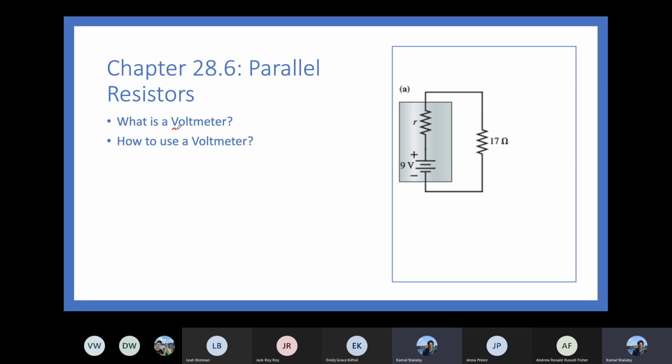If you just split it into two parts, volt and meter. Yes, indeed, measure volts. So yeah, a voltmeter measures volts. Voltage. Yes, indeed. Okay, well then how do you use a voltmeter? Does anyone know?